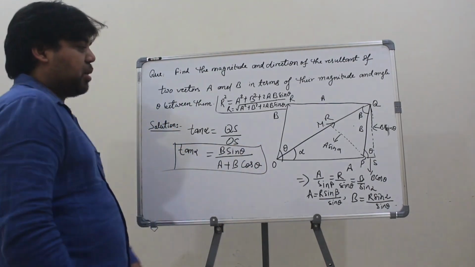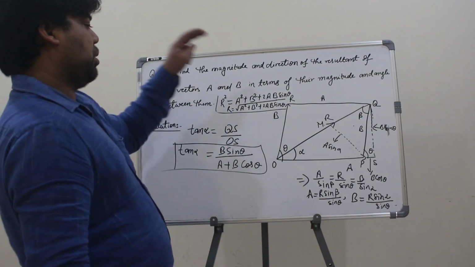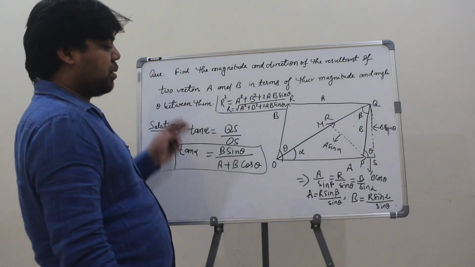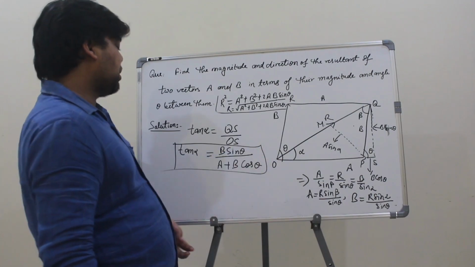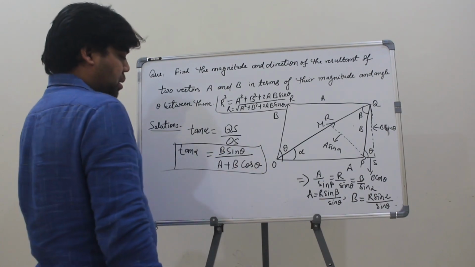So these are some of the relations for resultant of two vectors, right? Making some angle theta between each other, right?